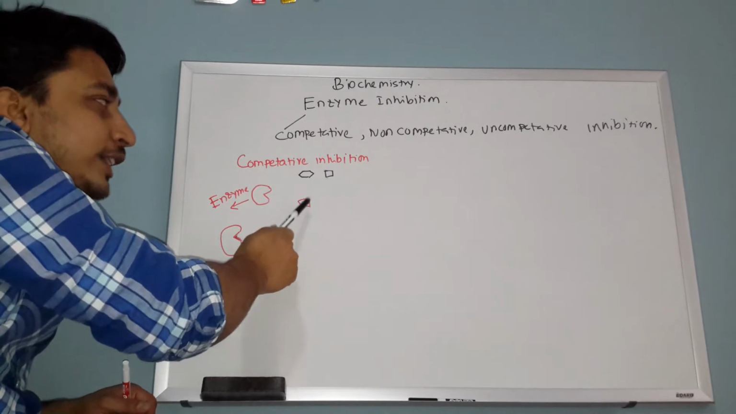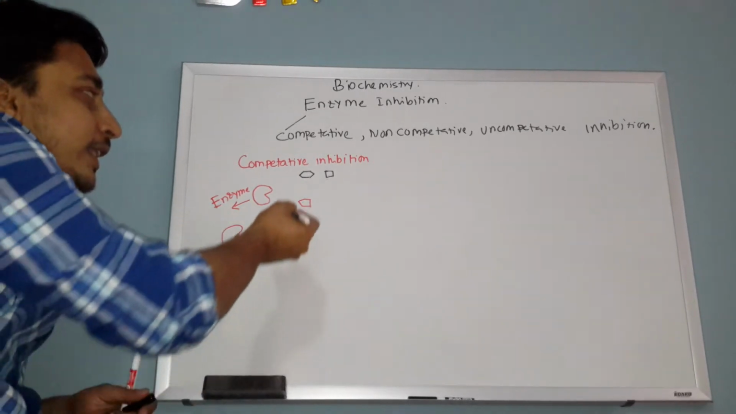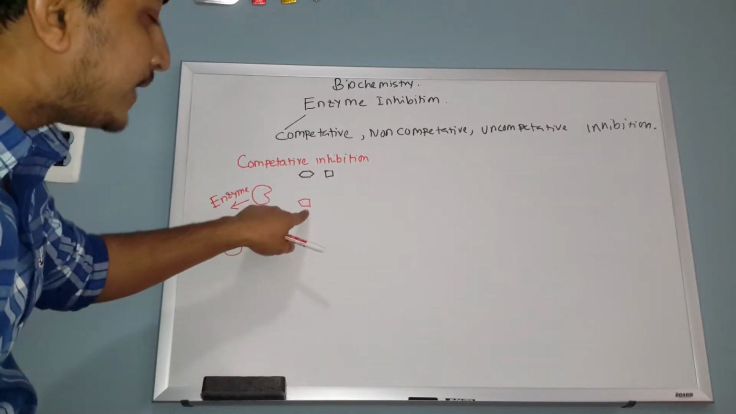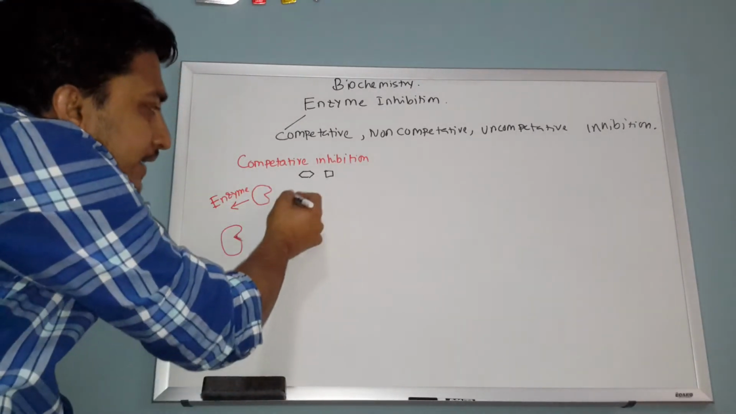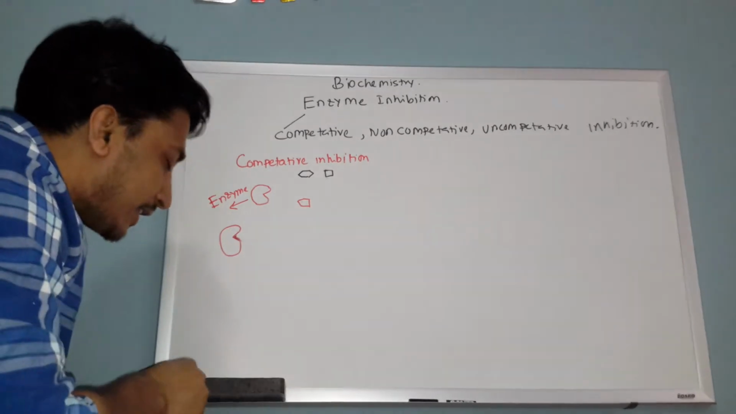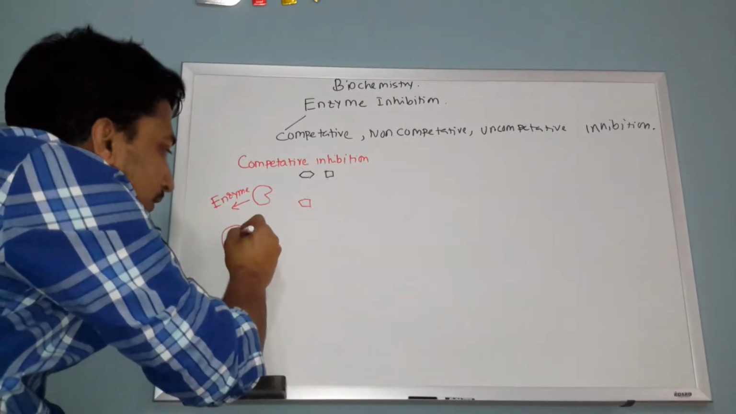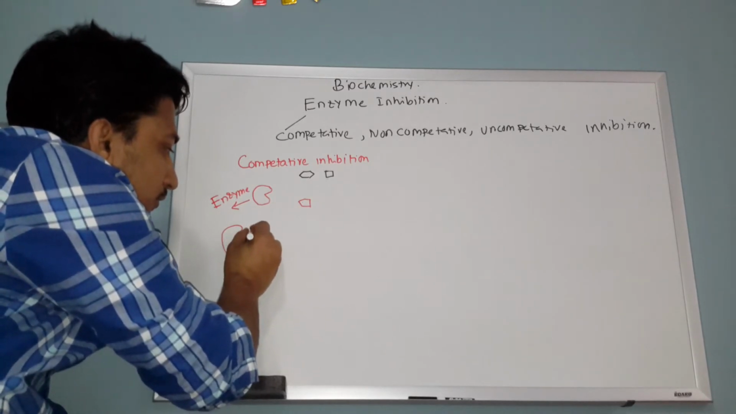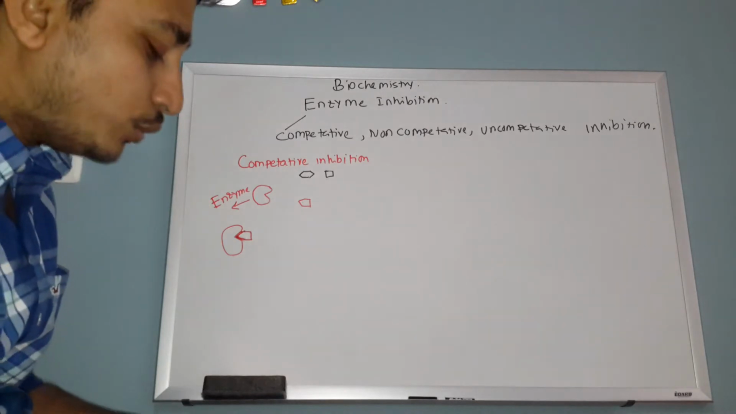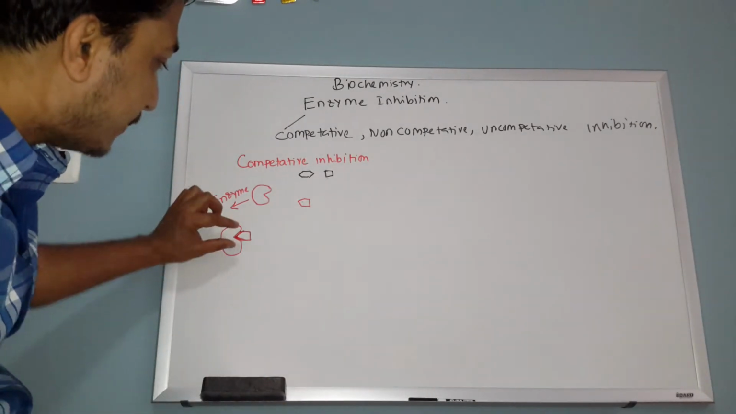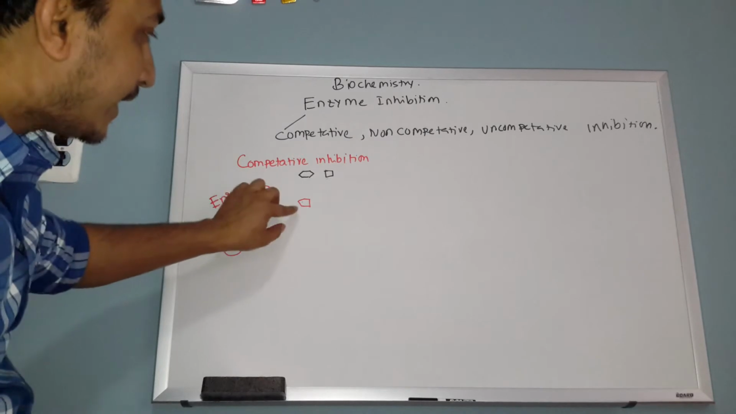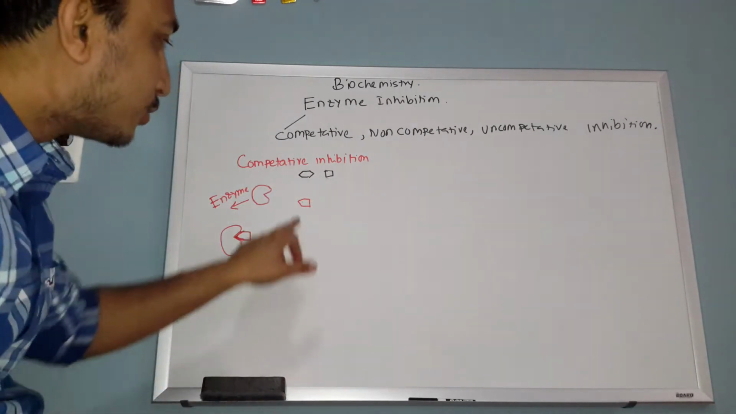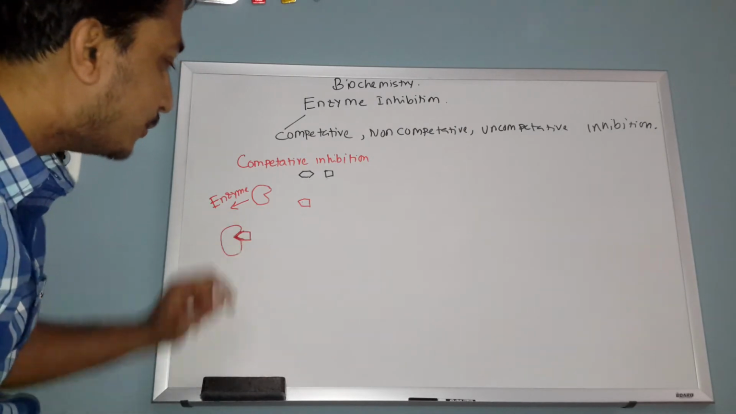My inhibitor is competing with the substrate, and before the substrate binds to the enzyme, my inhibitor binds to this side. My inhibitor binds there. Why can it bind? Because the enzyme's active site and my inhibitor's shape are the same kind of shape. That's why this inhibitor can bind with it.